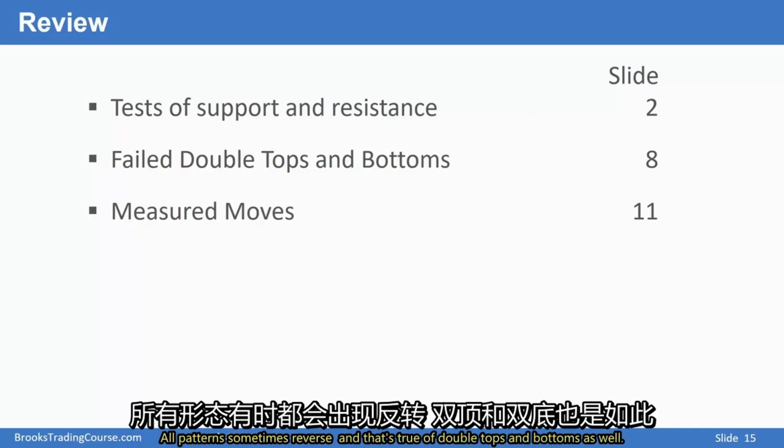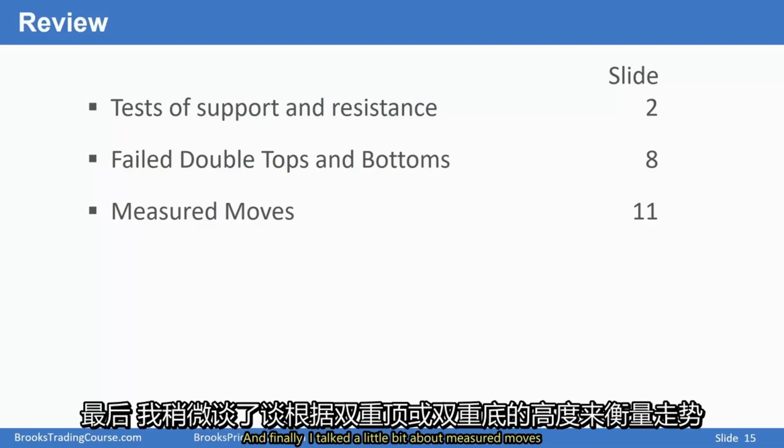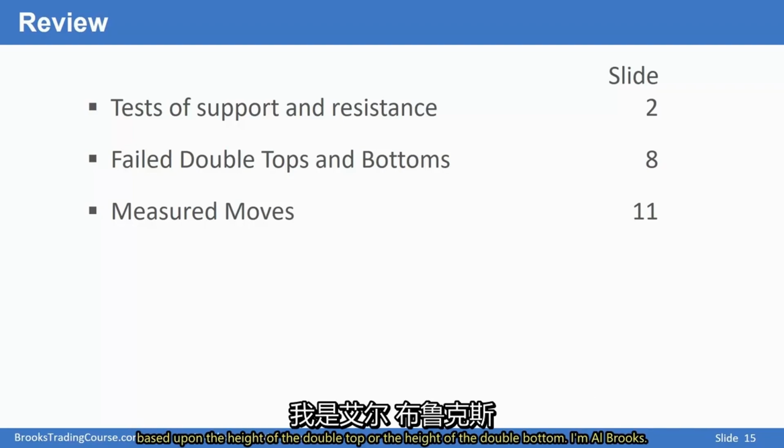All patterns sometimes reverse, and that's true of double tops and bottoms as well. When they do fail, traders look for a measured move. And finally, I talked a little bit about measured moves based upon the height of the double top or the height of the double bottom.